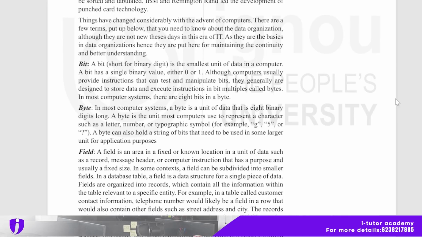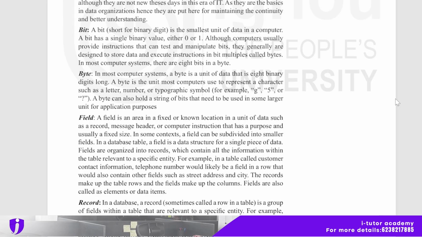Bit, short for binary digit, is the smallest unit of data in a computer. A bit has a single binary value, either 0 or 1. Although computers usually provide instructions that can test and manipulate bits, they generally are designed to store data and execute instructions in bit multiples called bytes. Byte: in most computer systems, a byte is a unit of data that is 8 binary digits long, and a byte is the unit most computers use to represent a character such as a letter, number, or typographic symbol. Here are examples: G, 5, or the question mark are such symbols.